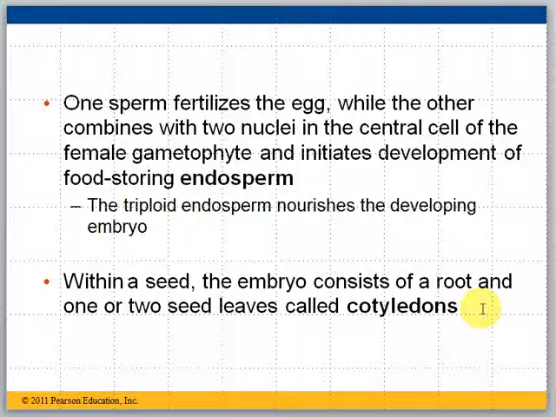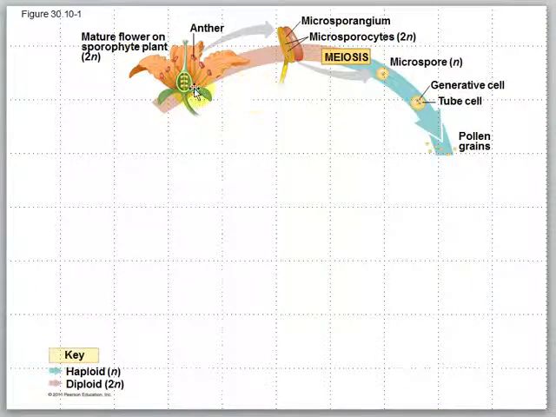So here we have a mature flower on the sporophyte plant. If we look at the male portion first, there on the anther is the microsporangium that will produce those microspores, and that would be the pollen grains that we're talking about.